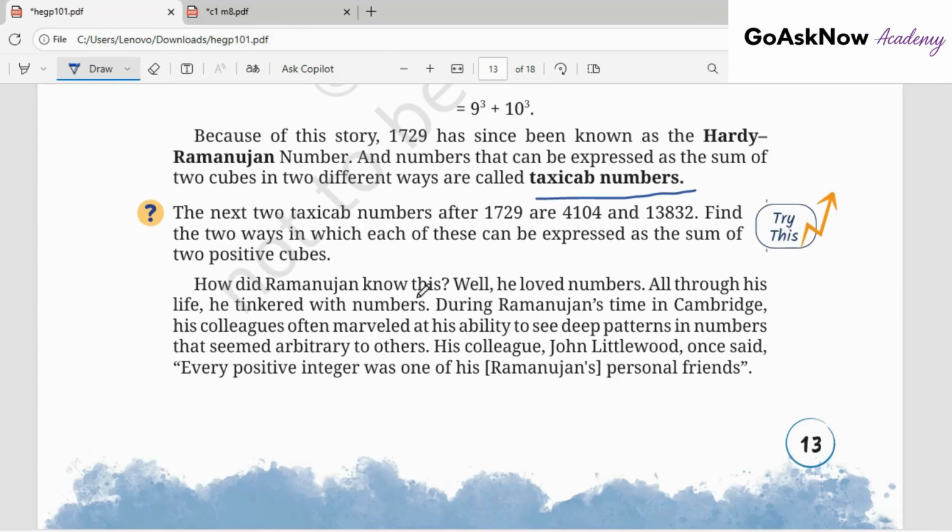How did Ramanujan know this? Well, he loved numbers. All through his life, he tinkered with numbers. During Ramanujan's time in Cambridge, his colleagues often marveled at his ability to see deep patterns in numbers that seemed arbitrary to others. His colleague John Littlewood once said every positive integer was one of Ramanujan's personal friends.